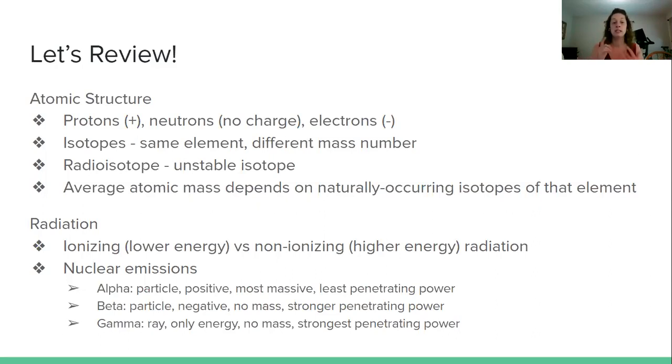Alpha is positive, it's a particle, it's the most massive, and it has the least penetrating power. Beta is also a particle, but it has a negative charge, there's no mass, and it has stronger penetrating power. And gamma is a ray, it's only energy, there's no mass, and it has the strongest penetrating power of the 3. It's the least harmful to us because it doesn't exist near here.